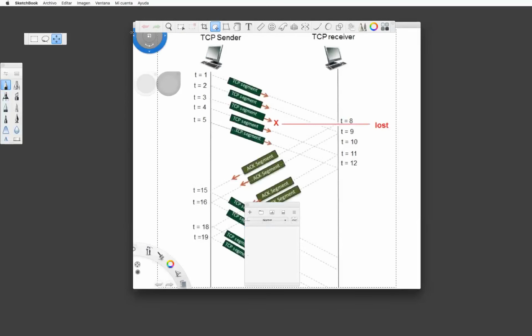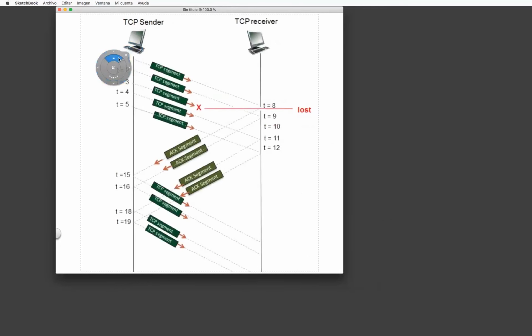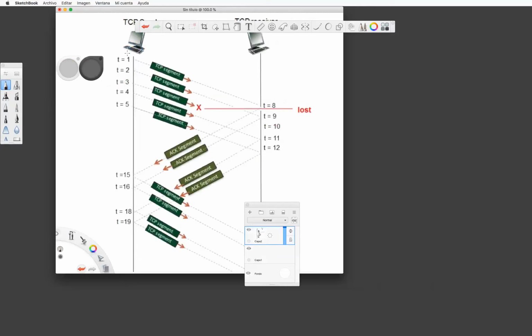Okay, so move this around. This looks okay. So I'll pick my drawing tool and let's talk about this for a minute.